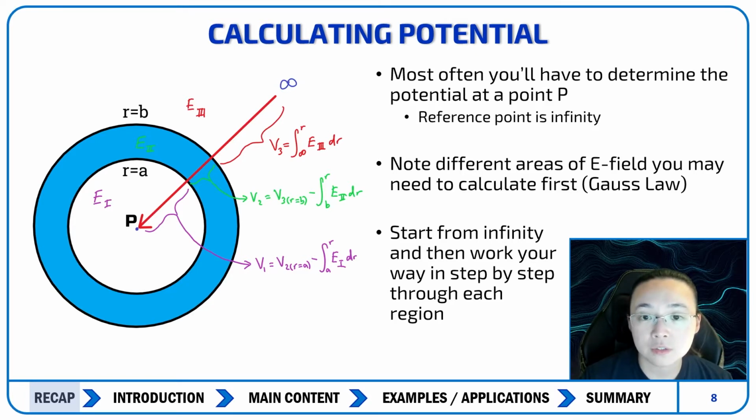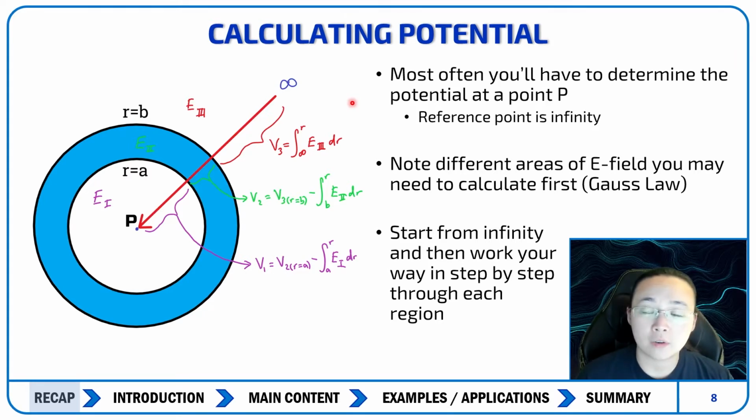Let me just change this to laser pointer. So you have this point. We want to try and calculate the potential somewhere here, maybe even at the center. So in this case, I first have to figure out what the electric field is for each region. I know there's 1, 2, and 3 regions, so I'm going to call this electric field 1, 2, and 3 respectively. This radius is A and this radius is B.